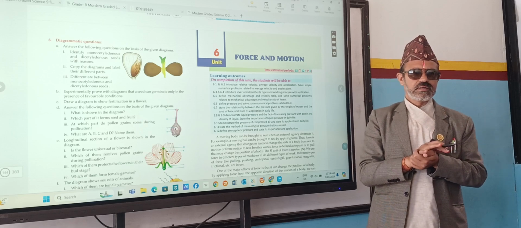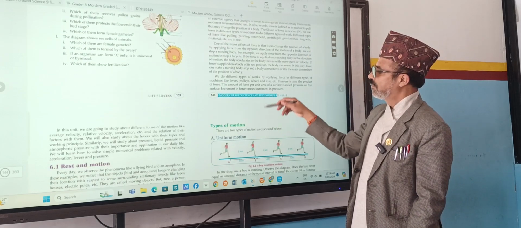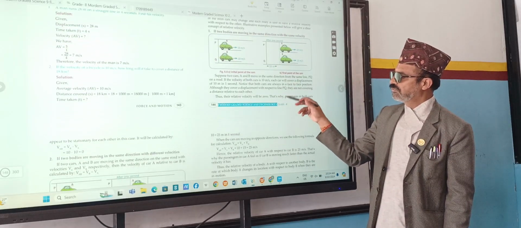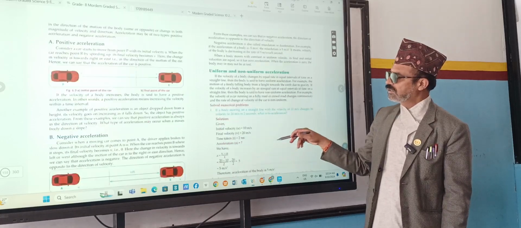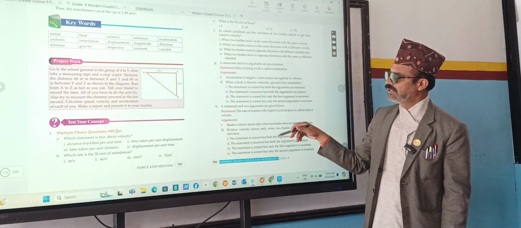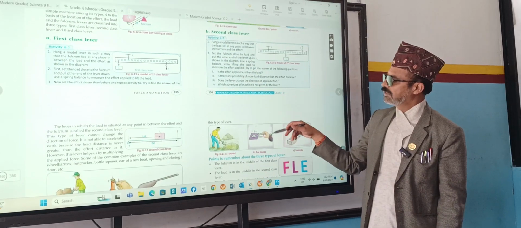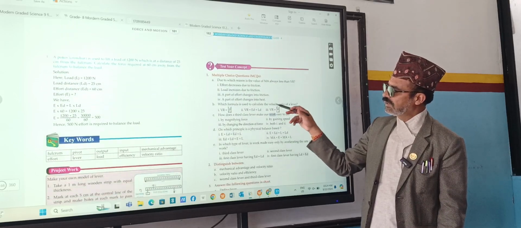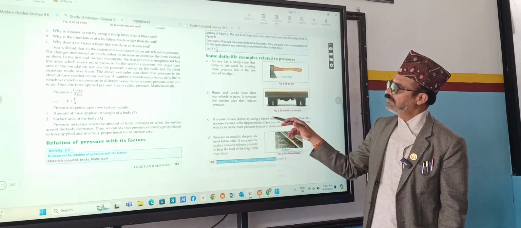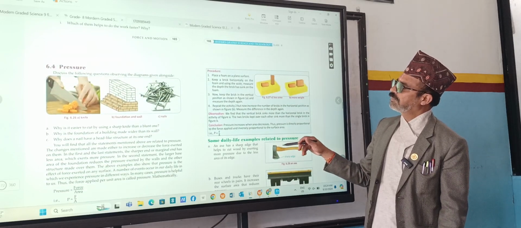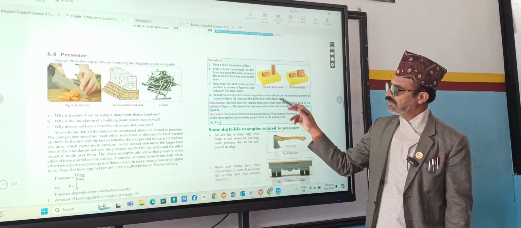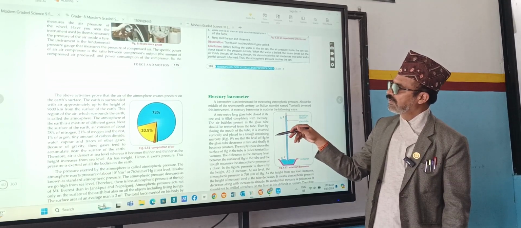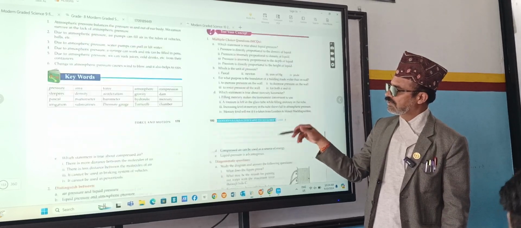Actually, the heading is Force and Motion, but here there is rest, motion, types of motion, uniform motion, non-uniform motion, and next there is lever. I think there is lever also, right? Yes, lever. After lever, what is next? Children, there is pressure. After lever, there is pressure. After pressure, what is there? Barometers. Is this also under pressure?